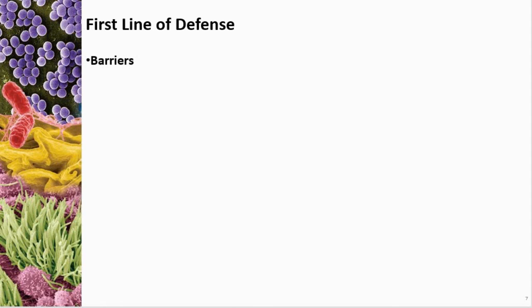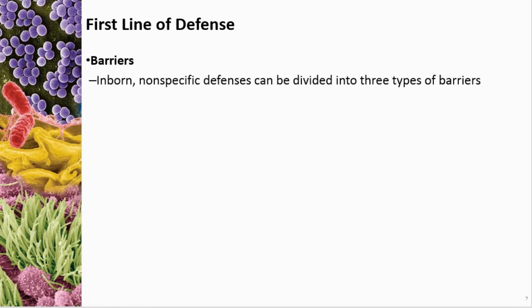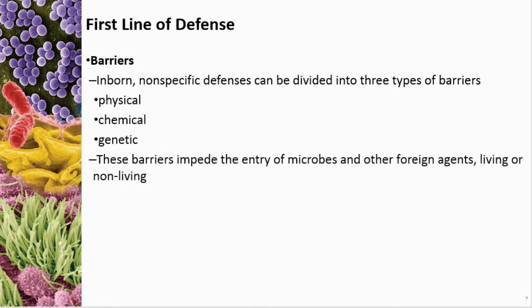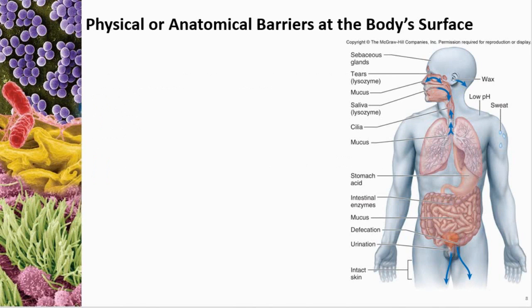So, as we said, part of this first line of defense are barriers. So these are inborn non-specific defenses divided up into three types, either physical barriers, chemical barriers, or genetic barriers. So all these things do is they just set up walls and just make it difficult for pathogens to come in and colonize. So this is just a list of physical, or what sometimes are called anatomical barriers.